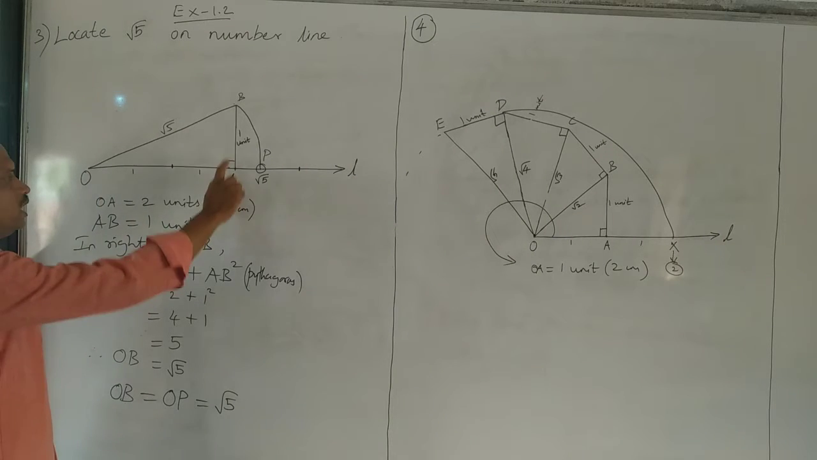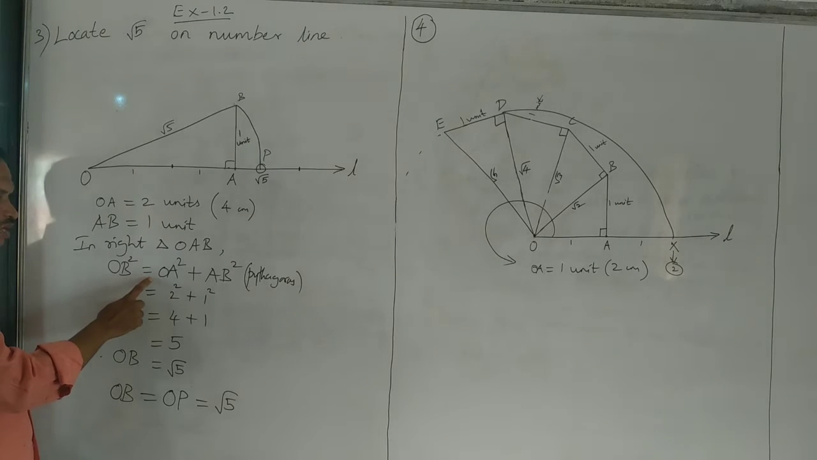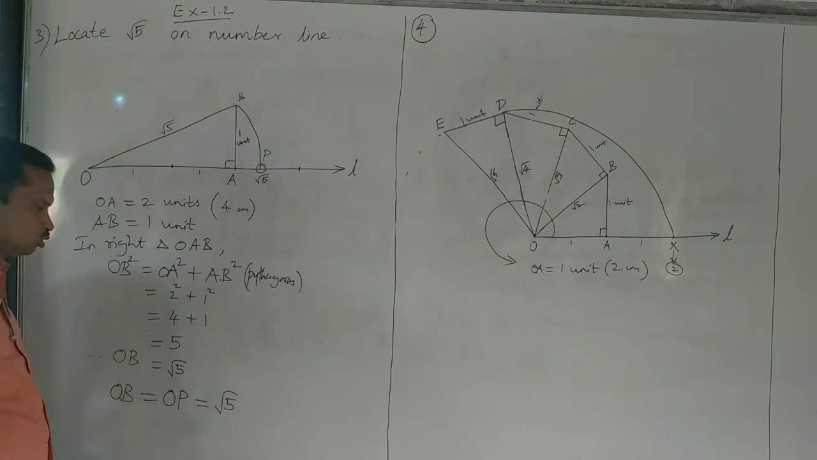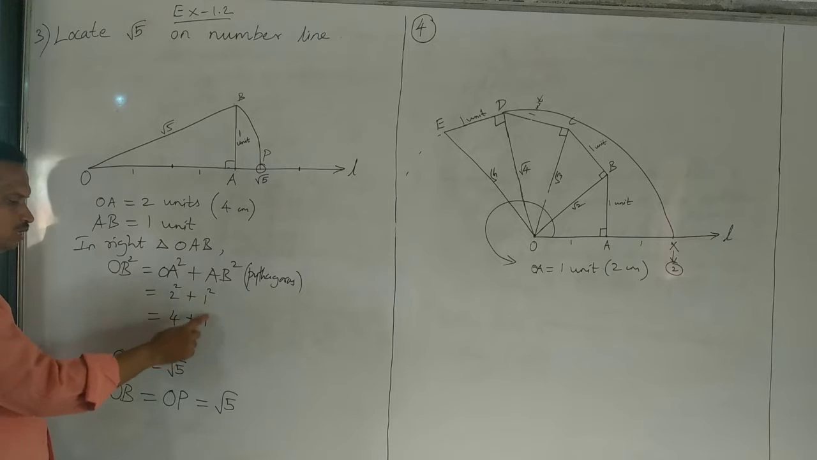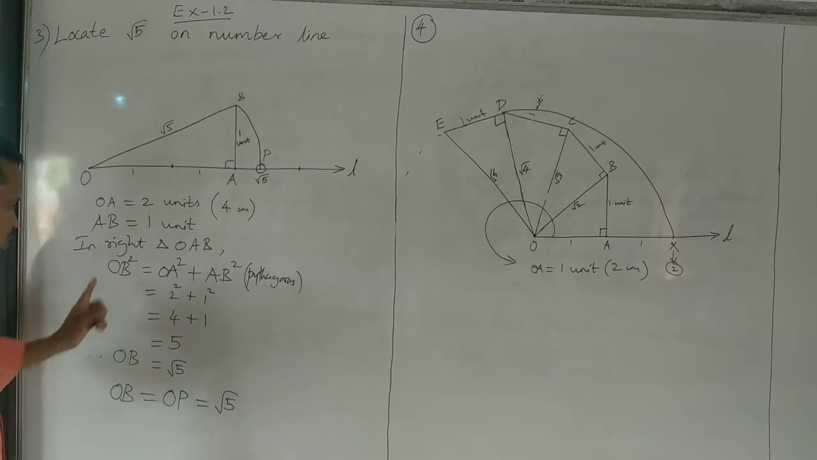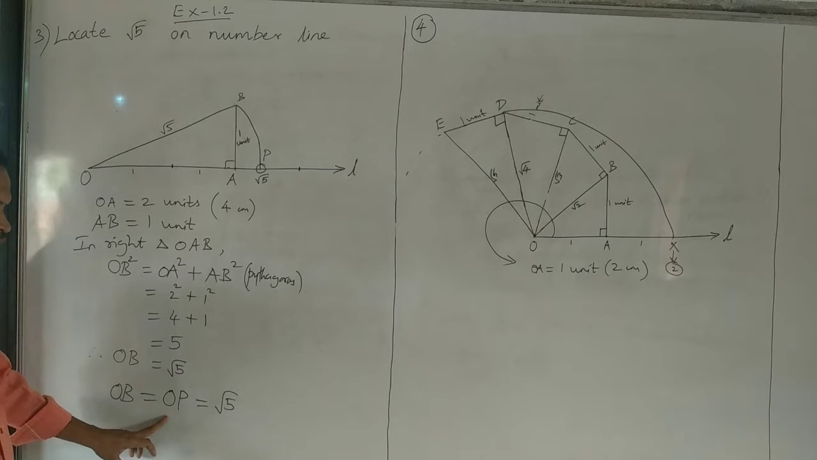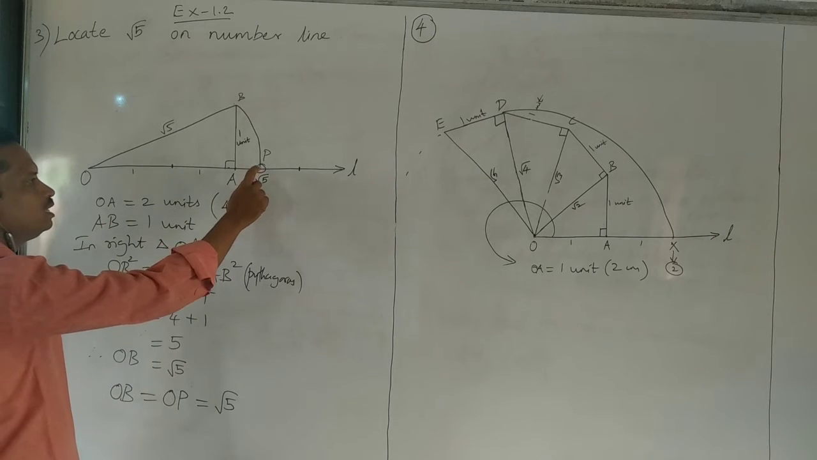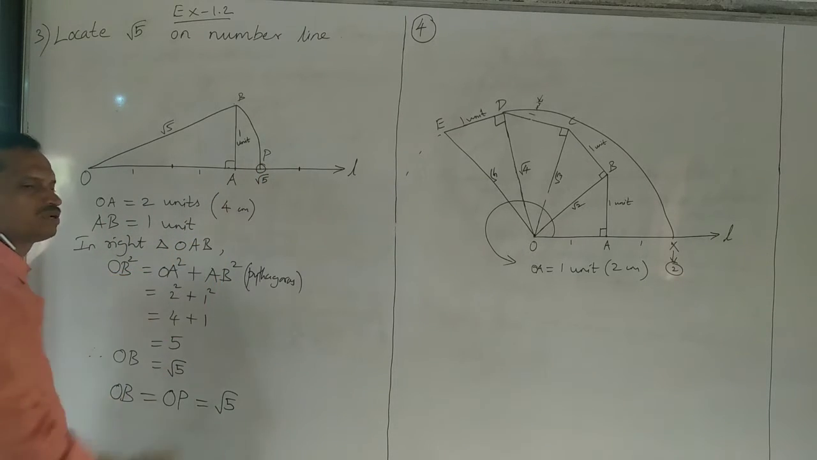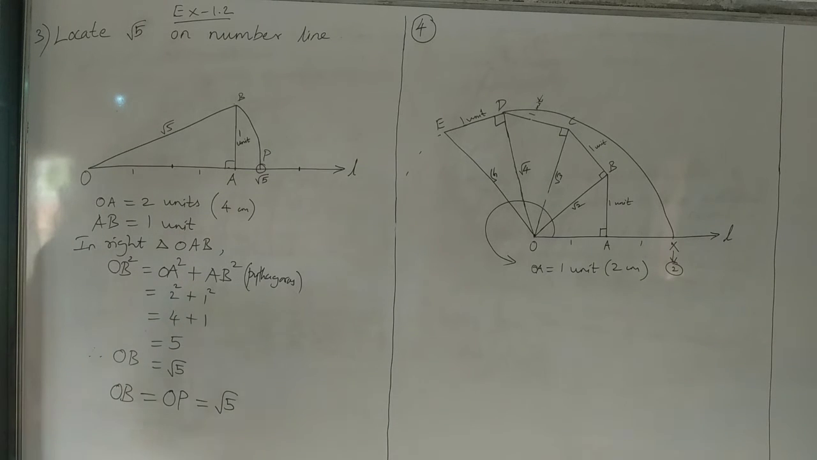Now, you take the right triangle OAB. By applying the Pythagoras theorem, OB square is equal to OA square plus AB square, and OA is 2, so 2 square, AB is 1 unit, so 1 square, and this becomes 4, and this becomes 1, so 4 plus 1 is 5. So OB square is 5, therefore OB equal to root 5, so OB equal to OP, that is equal to root 5. So now we can see the point P here on the number line, which represents root 5. So this is the direct way of locating root 5 on the number line.